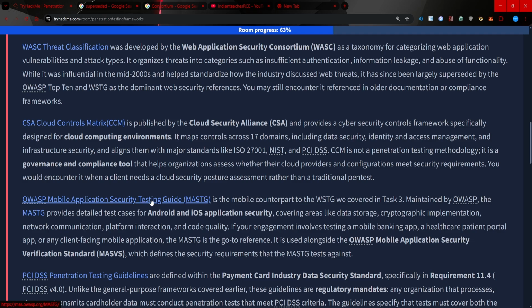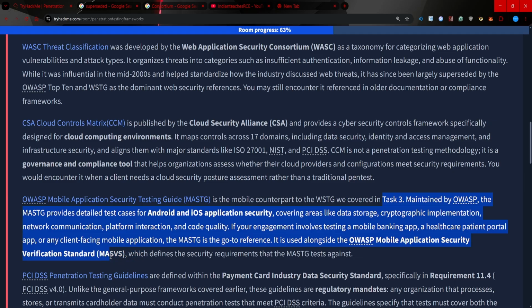The OWASP Mobile Application Security Testing Guide is the mobile counterpart to WSTG we covered in task 3, maintained by OWASP. The MASTG provides detailed test cases for Android and iOS application security, covering areas like data storage, cryptographic implementation, network communication, platform interaction, and code quality. If your engagement involves testing a mobile banking app, a healthcare patient portal app, or any client-facing mobile application, the MASTG is the go-to reference. It is used alongside the OWASP Mobile Application Security Verification Standard, MASVS, which defines security requirements that the MASTG tests against.